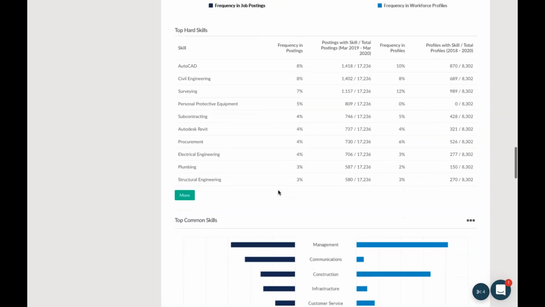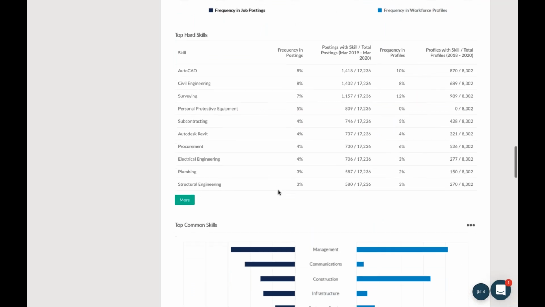So just to skip down now into the hard skills. The next 2 sections we're looking at are hard and common skills. So we've looked at the longer term job market. Is there a demand for these areas in the future? We can then look at the hard and common skills. So for the hard skills, we can see here the top hard skills around these construction trades: AutoCAD, civil engineering, surveying, PPE, subcontractor, and so on.